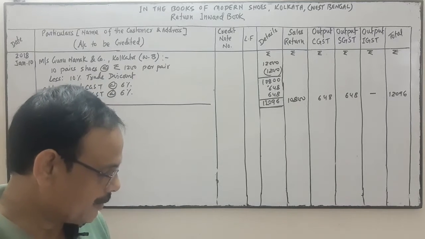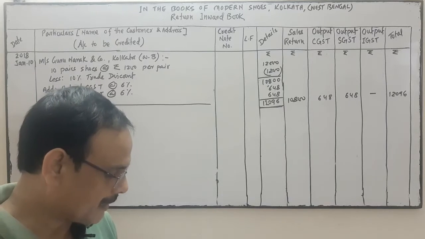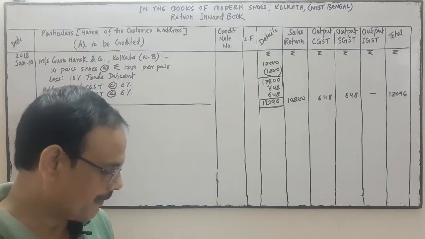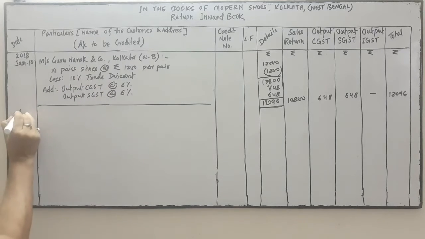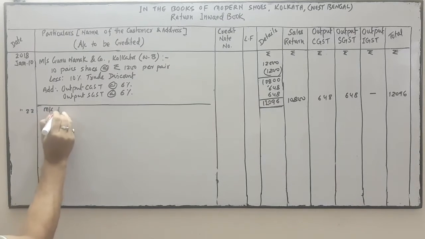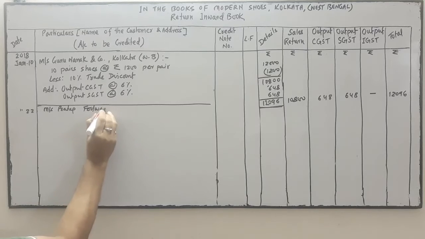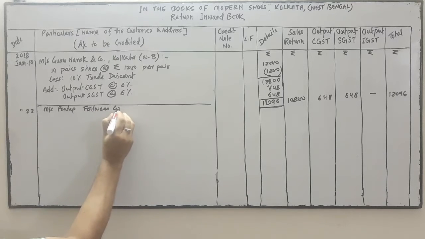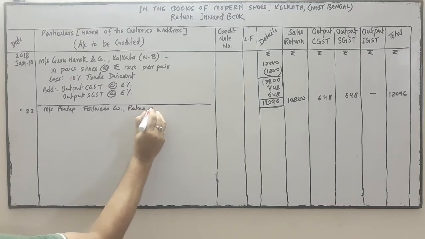15 is also related to purchase return, return to Baluja. 22nd is Pratap Footwear Company Patna returned to us. It's a sales return. 22nd, January 22nd. Messrs. Pratap Footwear Company, Patna, Bihar.